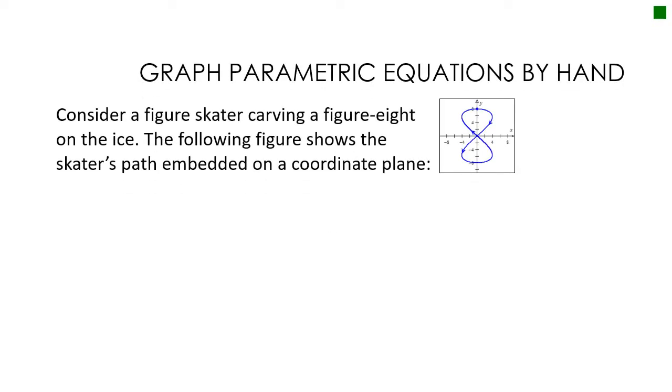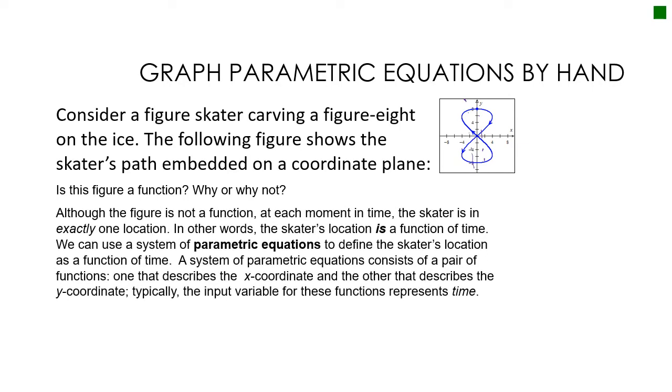So if we had to graph parametric equations by hand, let's first look at an example. Consider a figure skater carving a figure 8 on the ice. The following figure shows the skater's path embedded on a coordinate plane. Is this figure a function? The answer is no. Remember, to be a function, you should be able to pass the vertical line test. So this is not a function.